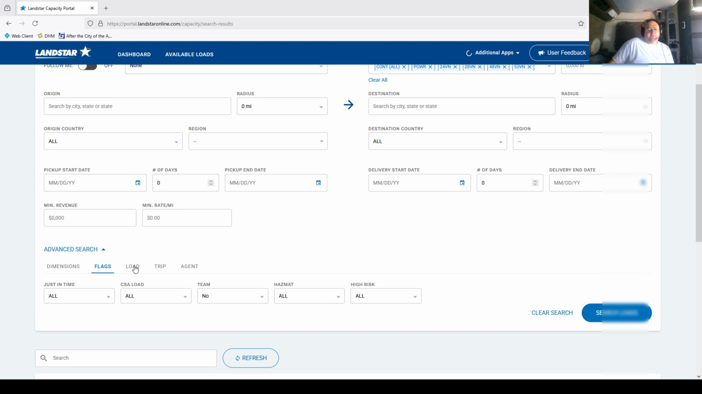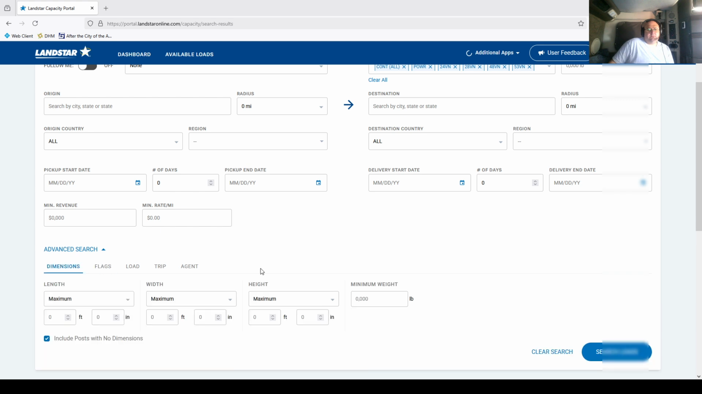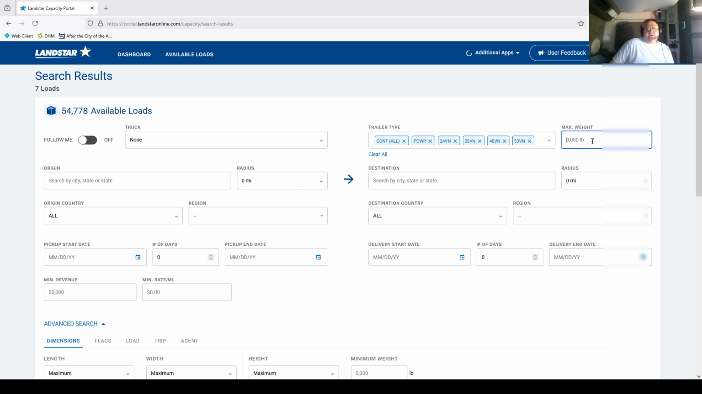All right. Any other flags we want to set? No, I think we'll leave that. Now let's go with max weight. Let's see how many. We're going to set it at 45,000 pounds so we get rid of all of the specialized loads. So 53,884 from 54,000. So we lost like 900 loads. So there are like 900 overweight loads.